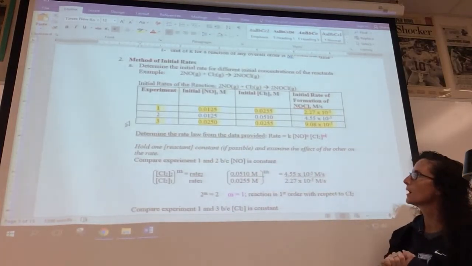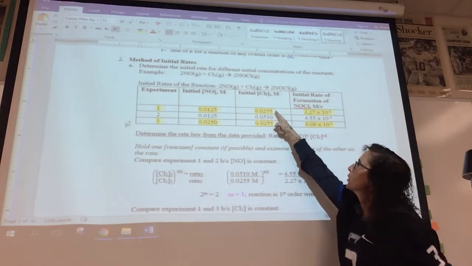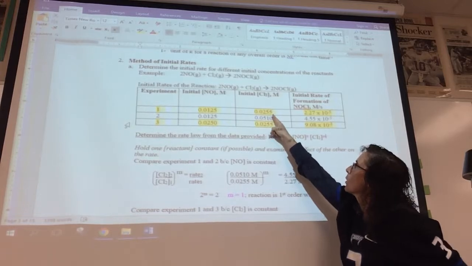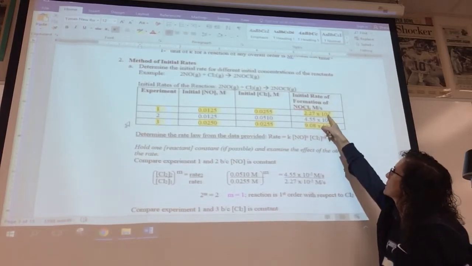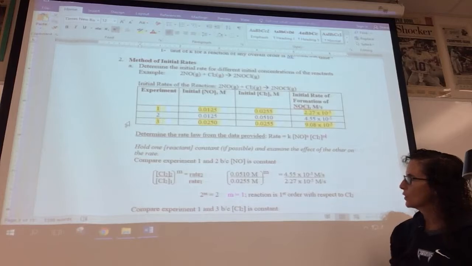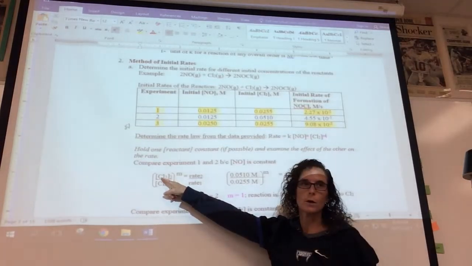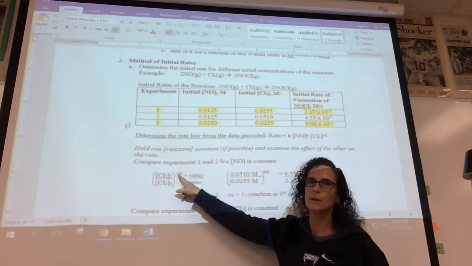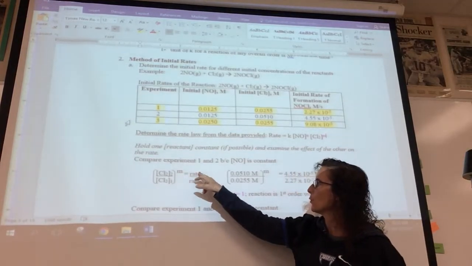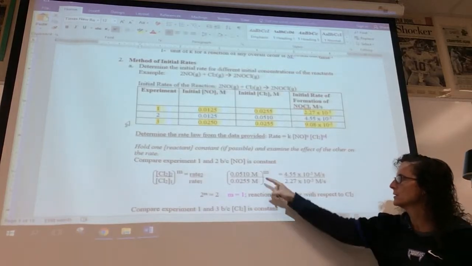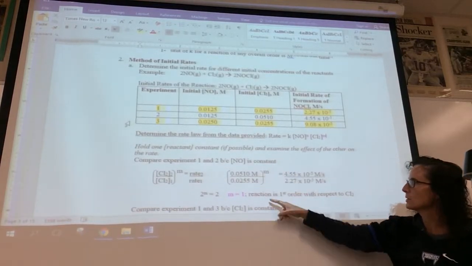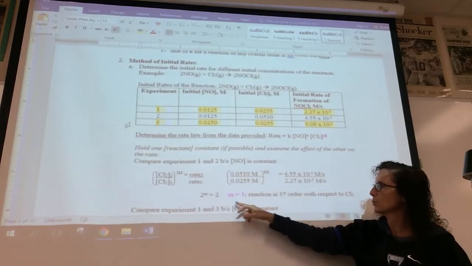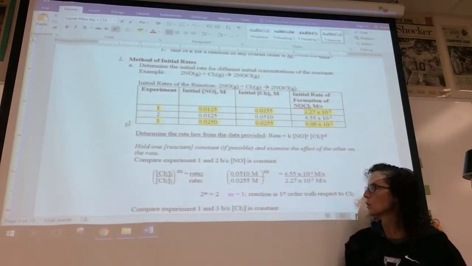You're holding nitrogen monoxide concentration constant. You can see here that this is doubling. When this doubles, you can see the rate doubles as well. So you've got the concentration of chlorine in the second experiment over the first raised to the M, because chlorine is the second reactant. The rate of the second over the rate of the first. Plug in those values. Without a calculator, you can do this. 2 to the M is equal to 2. M is equal to 1.